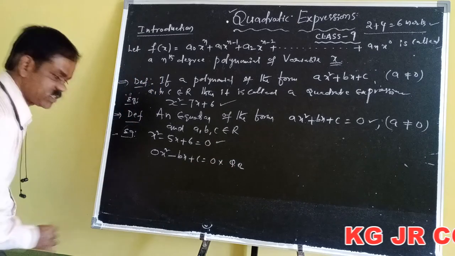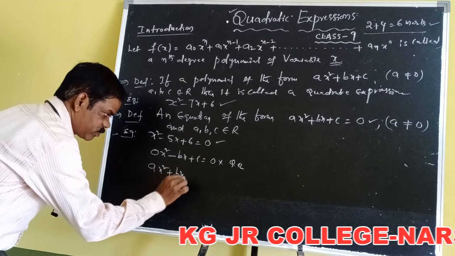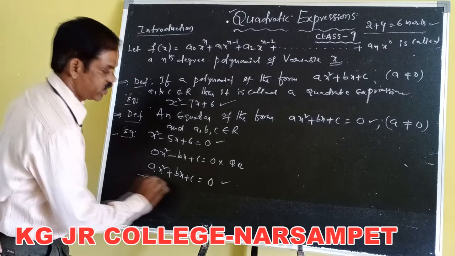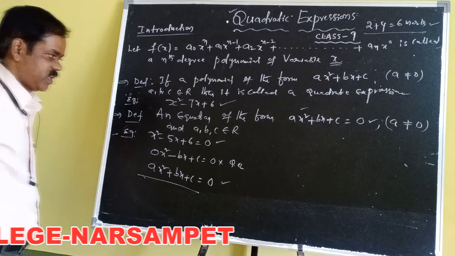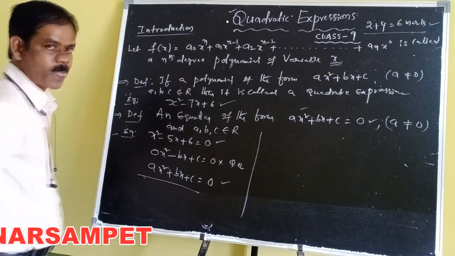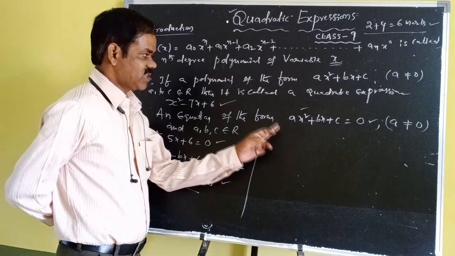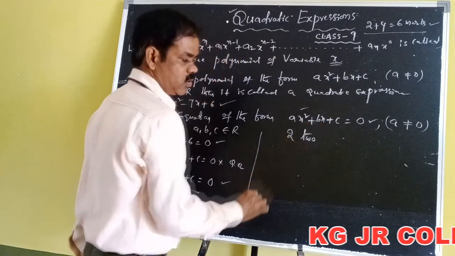For example, I am taking ax square plus bx plus c is equal to 0. Yes, it is a quadratic equation, because it is the standard form of the quadratic equation. Next, see students, a quadratic equation always has two roots only.